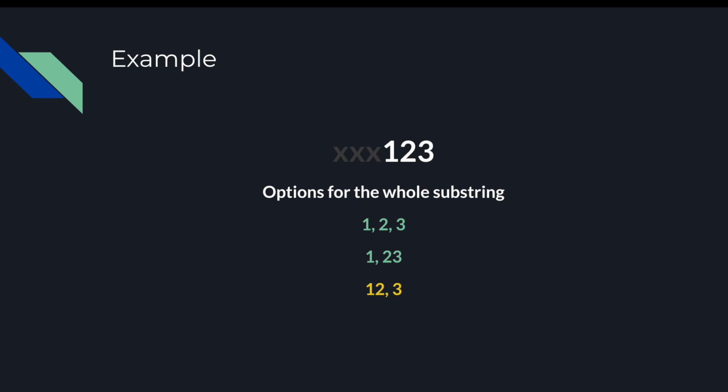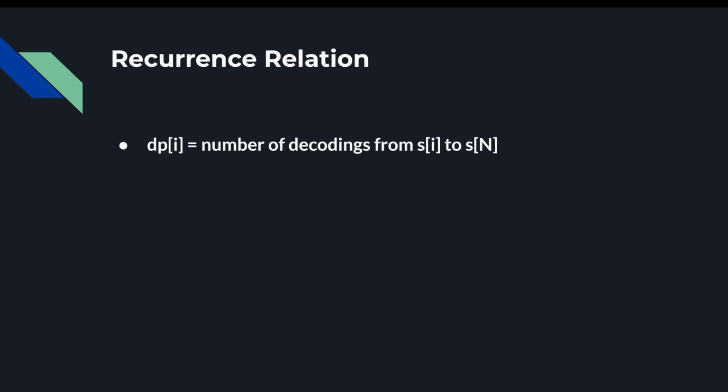So naturally, just by stating that in plain English, we can actually start defining our recurrence relation, which I highly recommend you do even if you're under time pressure in an interview. Your interviewer will really appreciate you planning things out ahead of time instead of jumping right into the code. We'll say that dp[i] is equal to the number of decodings from s[i] to s[n], where n is the length of the string.